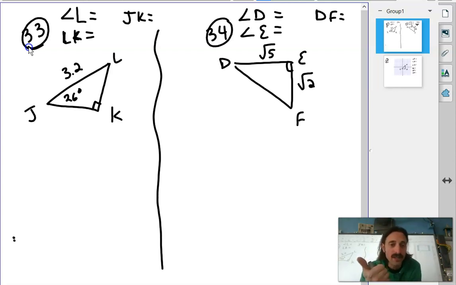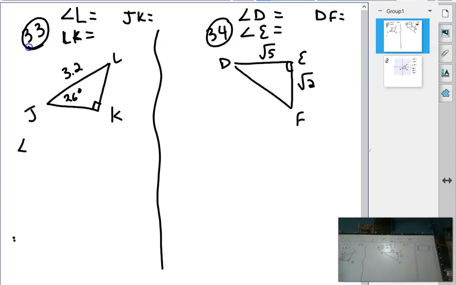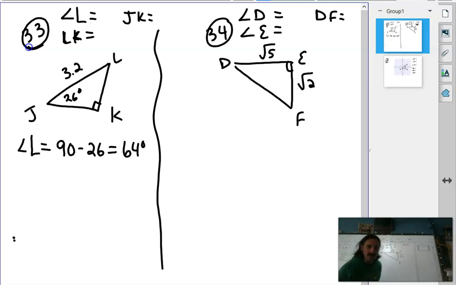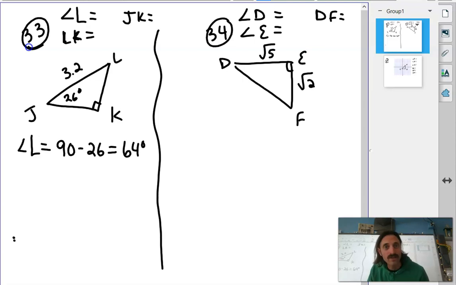We know one is a right angle. We know angle J is 26 degrees. Therefore, we can find angle L because it's 90 minus 26, which is 64 degrees. So I've already figured out the first angle. Remember, all three angles add up to 180. And if one of them is 90, then the two other angles have to add up to 90. So this one's 64.